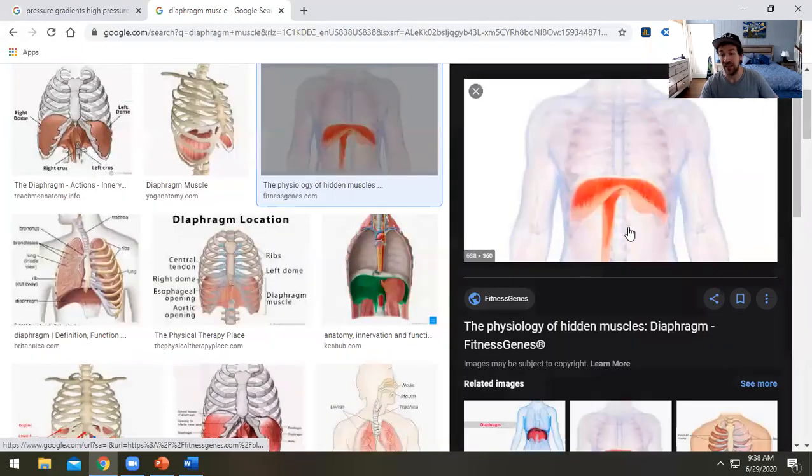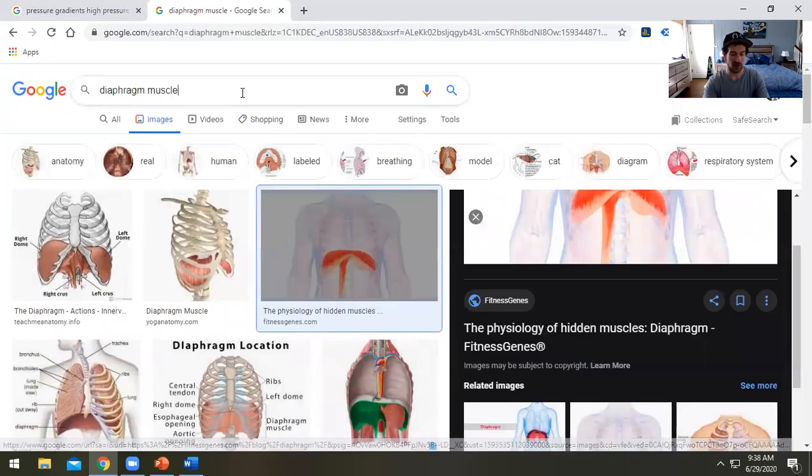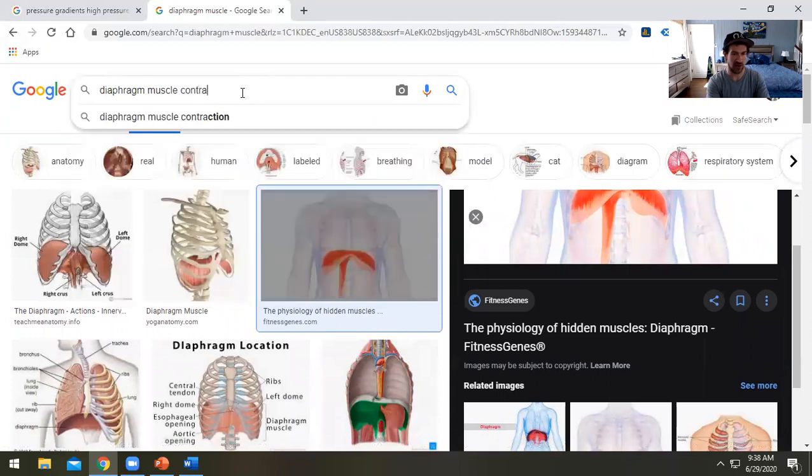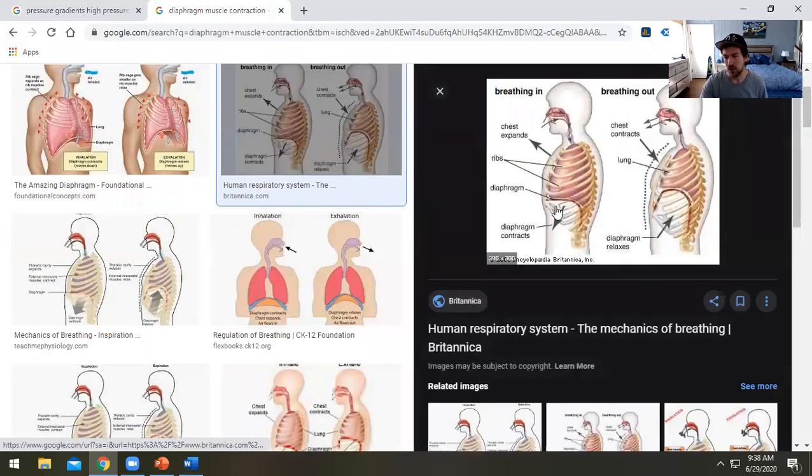Like I said, when it's relaxed, it's in this big kind of dome shape here, but it can flatten down when it contracts. Diaphragm contract. And there we go, that's the chart I want. So it's in this big dome shape when it's relaxed, and then it will contract to flatten down in this direction towards your stomach.